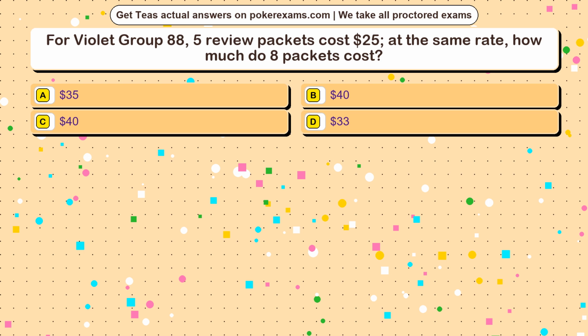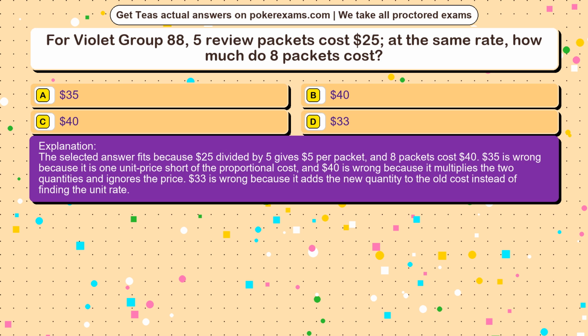The correct answer is option. The selected answer fits because $25 divided by 5 gives $5 per packet, and 8 packets cost $40. $35 is wrong because it is 1 unit price short of the proportional cost, and $40 is wrong because it multiplies the two quantities and ignores the price. $33 is wrong because it adds the new quantity to the old cost instead of finding the unit rate.